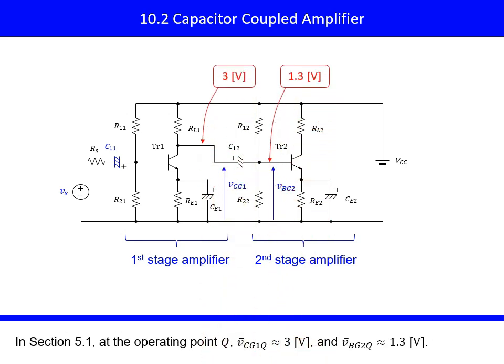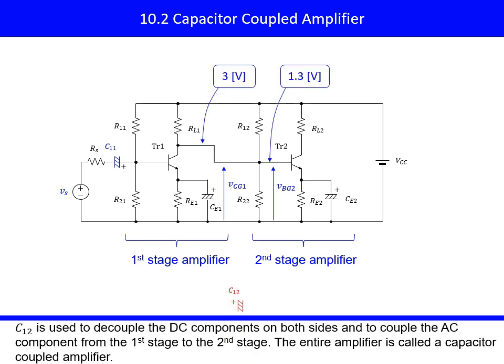In section 5.1, at the operating point Q, the DC component of VCG1Q was approximately 3 volts, and that of VBG2Q was about 1.3 volts. C12 is used to decouple the DC components on both sides, and to couple the AC component from the first stage to the second stage. The entire amplifier is called a capacitor coupled amplifier.